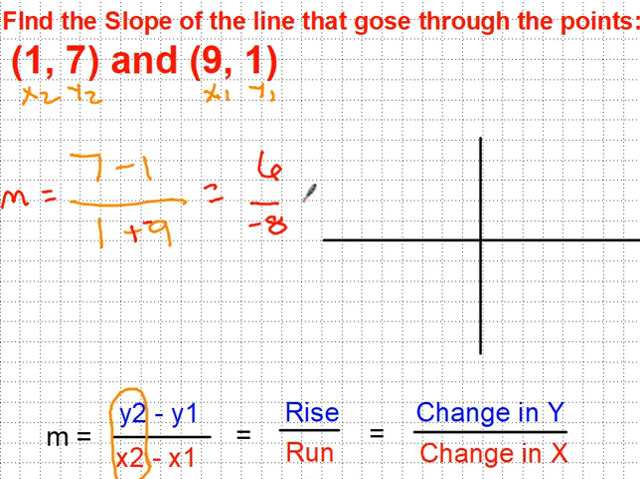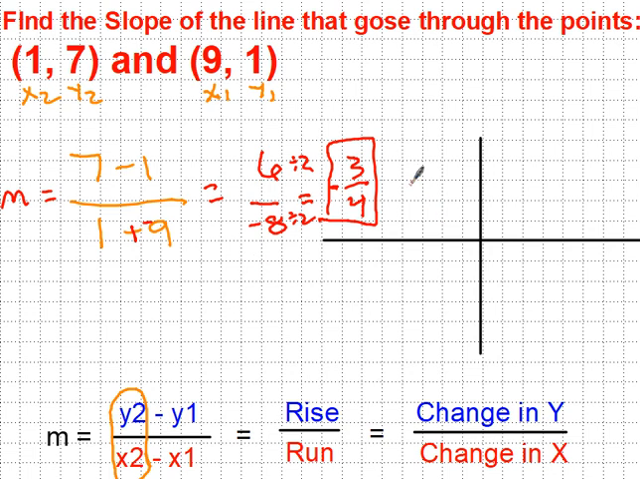I get 6 over negative 8, which means I can simplify this by dividing by 2, and I get 3/4, and the whole slope is negative because just one of these is negative. All right, I have a positive divided by a negative, which means everything is negative. So my slope is negative 3/4.